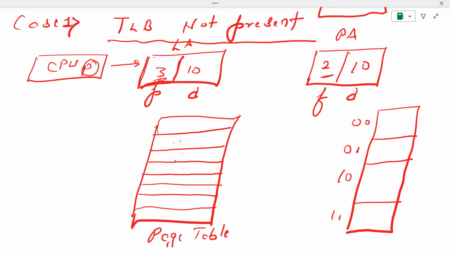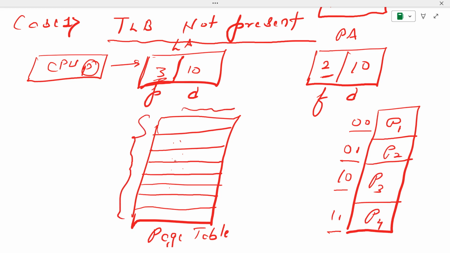Okay, and in the corresponding frame we have the pages present. So let's say page 1 is present here, page 2 is present here, page 3 is present, and page 4 is present, right? Like this. So here this part will contain the page number and this part will contain the frame number.